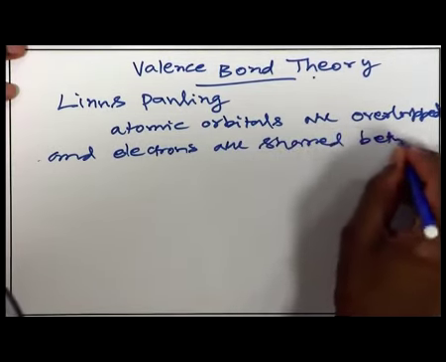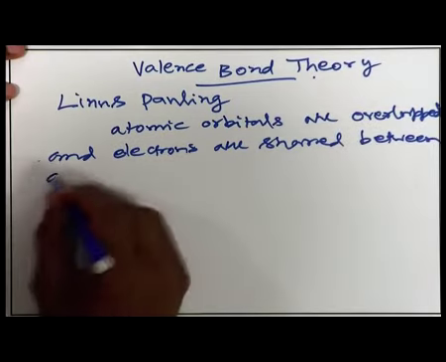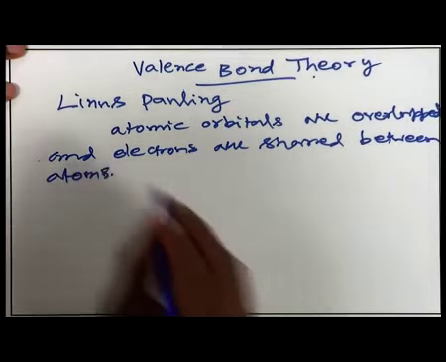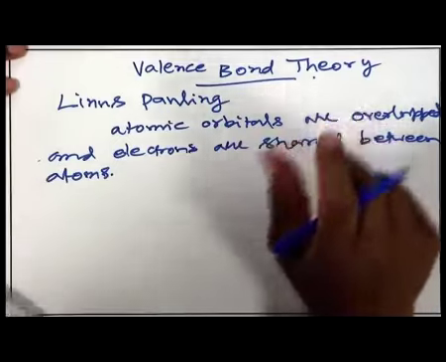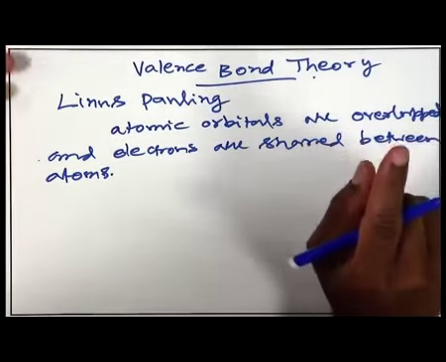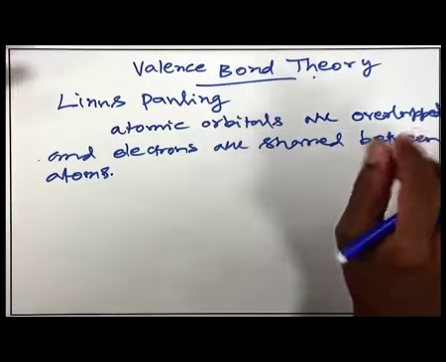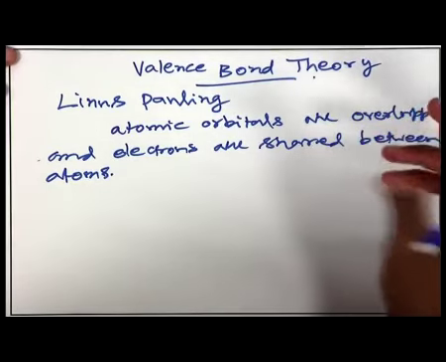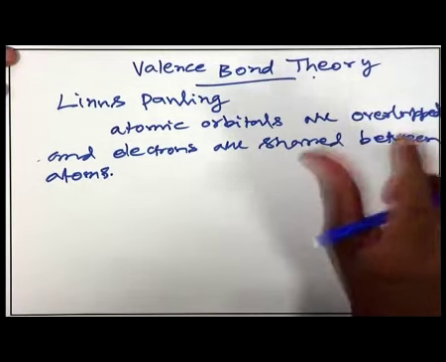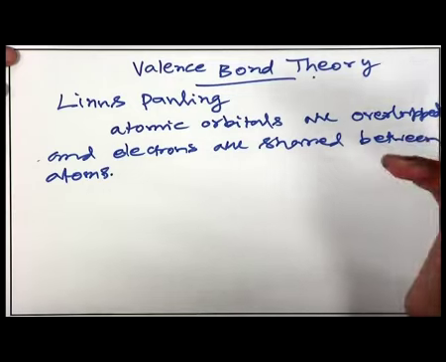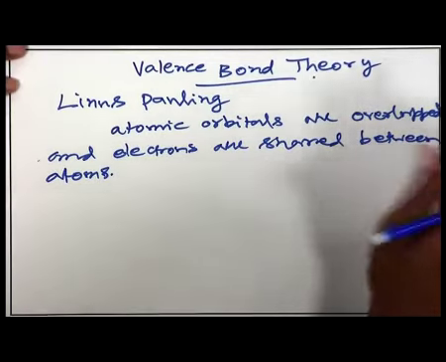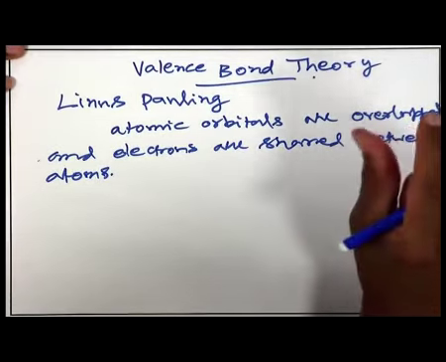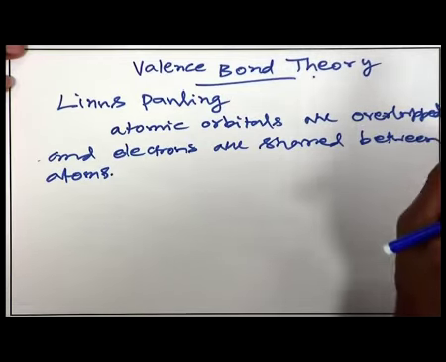Between atoms. So, under this theory, a pair of electrons is required to form one bond. There can also be more than one pair of electrons between two atoms, and accordingly the bond order will increase. So, at least one pair of electrons is needed between two atoms.